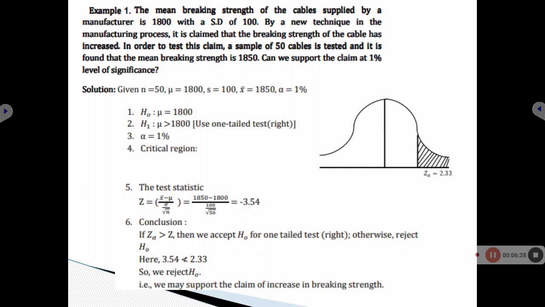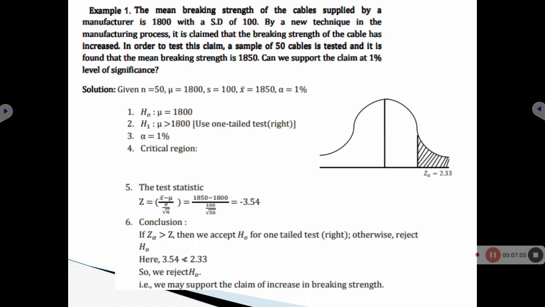So, under that we will see some problems here. The first problem: the mean breaking strength of the cable supplied by the manufacturer is 1800 with a standard deviation of 100. By a new technique in the manufacturing process, it is claimed that the breaking strength of the cable has increased. In order to test this claim, a sample of 50 cables is tested and it is found that the mean breaking strength is 1850. Can we support the claim at 1% level of significance?